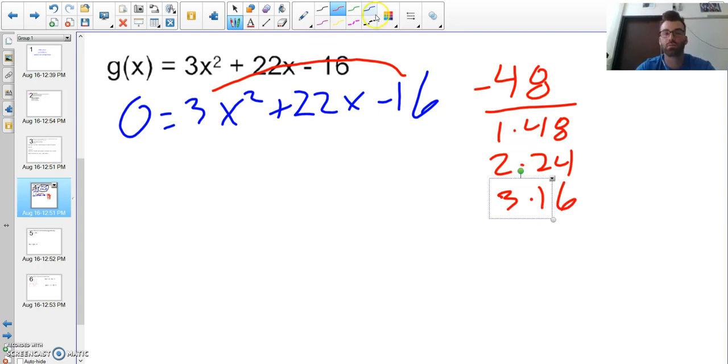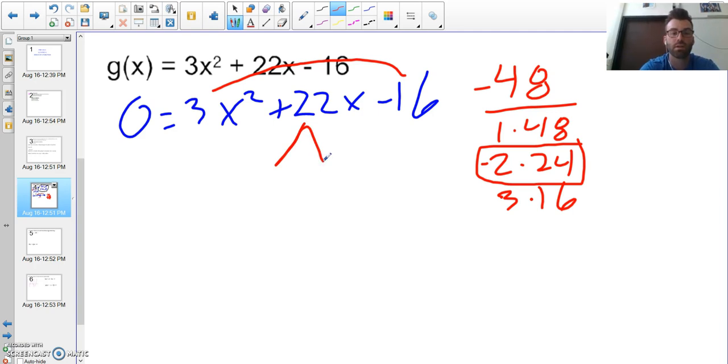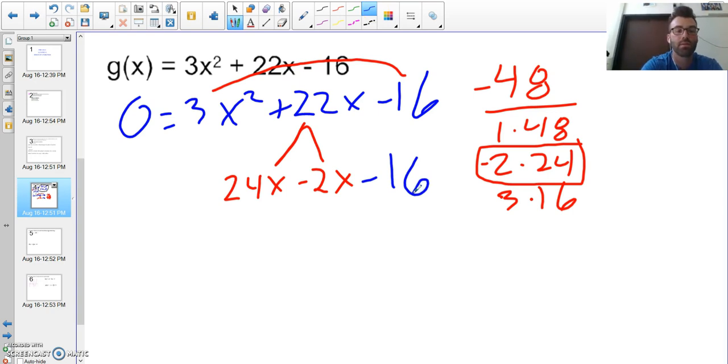Wait for it. Check this out. 24 and 2 seem to work. Since 22 is positive, the 2 has to be negative, and the 24 stays positive. Remember, when splitting the middle term, the only thing that changes is that middle term. It becomes 24x minus 2x. And these stay the same, minus 16, and that's still plus 3x squared equals 0.